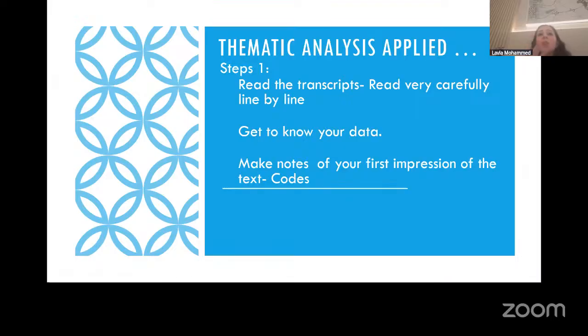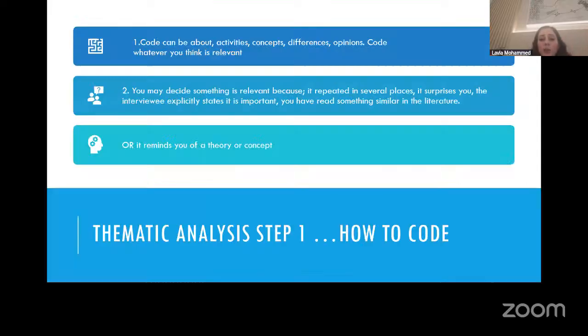Make notes of your first impressions. This is called codes. This is how we start to code our data. What are codes? It's anything that comes to your mind, anything at all. It could be, for example, a previous paper that you read. It could be a theory that you've read. It could be something completely not related to your research, but you see the link. Put it down. Anything that comes to your mind, you put it down.